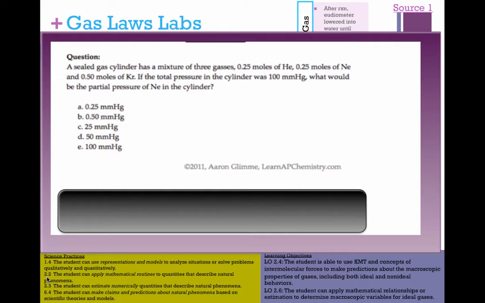So, here's a multiple choice question. A sealed gas cylinder has a mixture of 3 gases. If the total pressure is 100 millimeters mercury, what would be the partial pressure of neon? I'm going to tell you, when you're given problems like this, do not overthink it. Neon makes up how much of this mixture? 25%. Notice, you don't get a calculator on this. They make it easy for you.